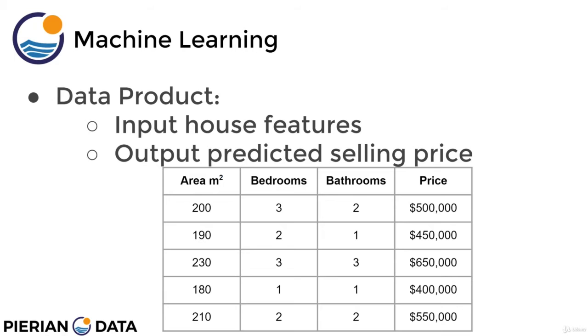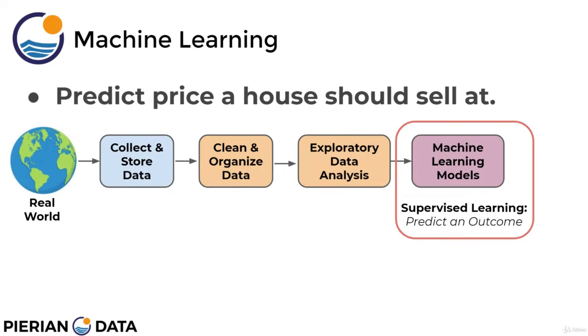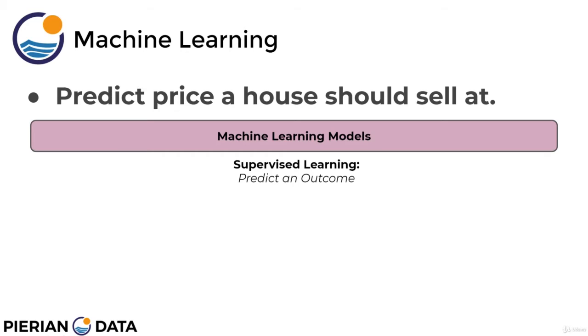So for a data product, you always have some sort of input and output. In this case, we have the input of house features and the output of hopefully the predicted selling price. So we're using historical labeled data to predict a future outcome or result, which essentially is the definition of supervised learning. So let's take a deeper dive into all the subsets that are going to happen within this supervised learning process on predicting the price a house should sell at.